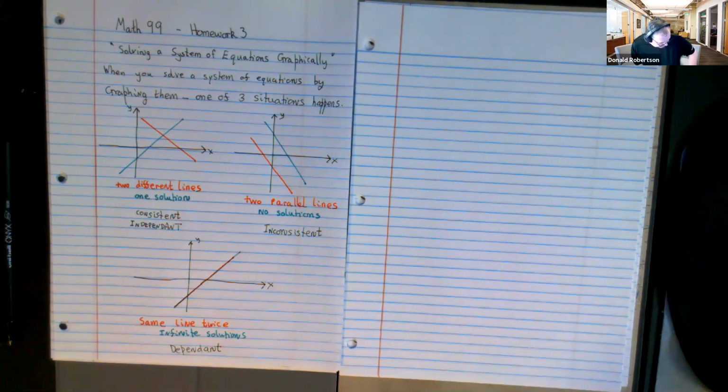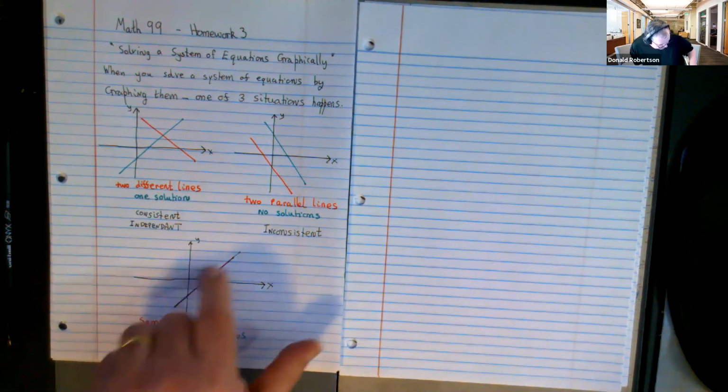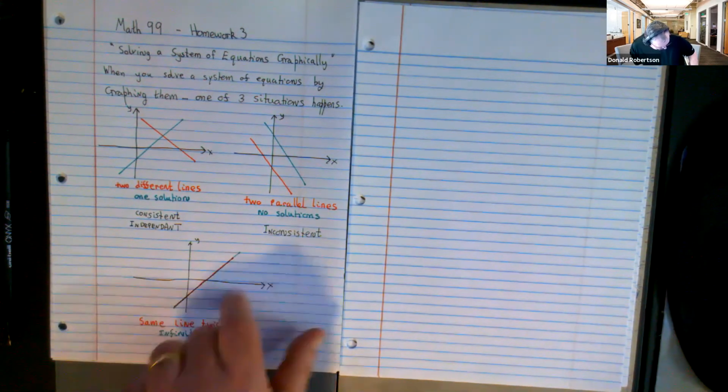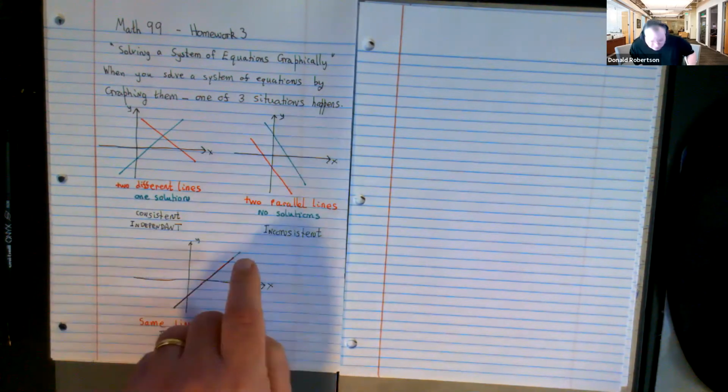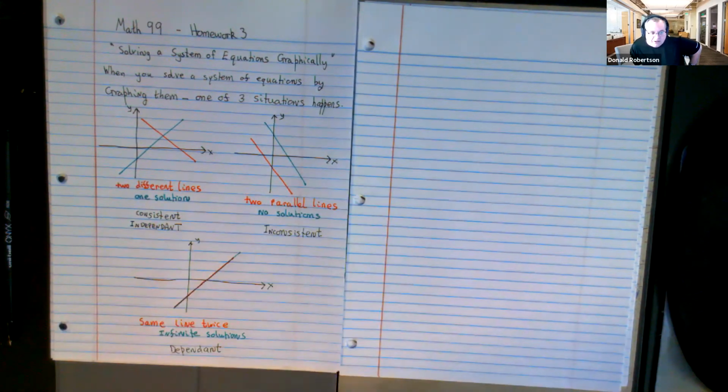And there were a number of different names attached to these. I'm just giving you one of them. This is, for instance, equivalent or dependent. This is inconsistent. This is consistent, independent. This is inconsistent. So there were a number of different names for these types of situations.